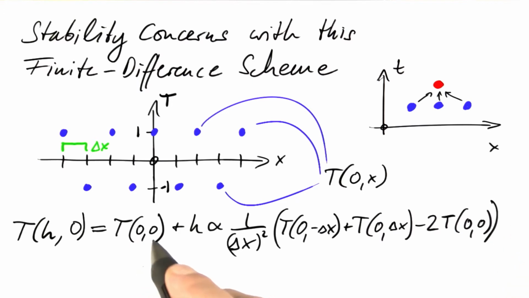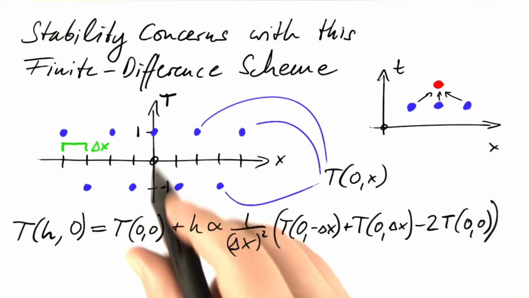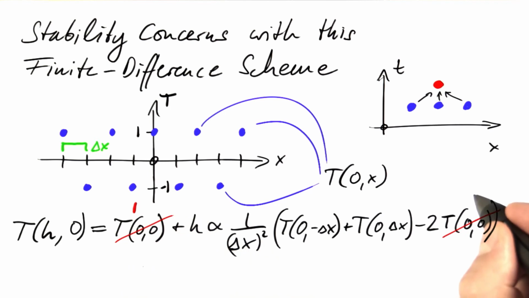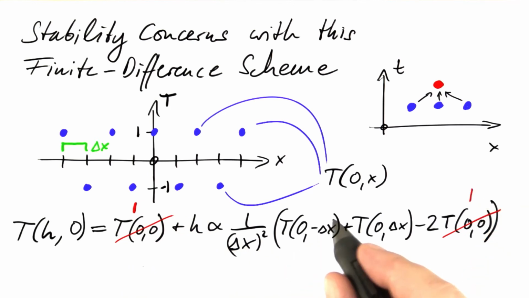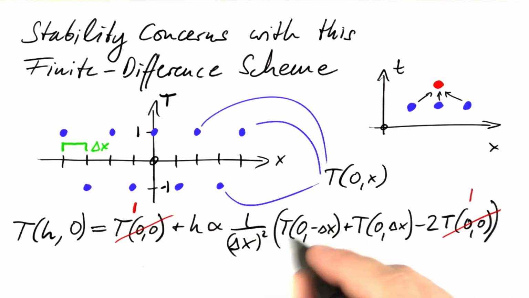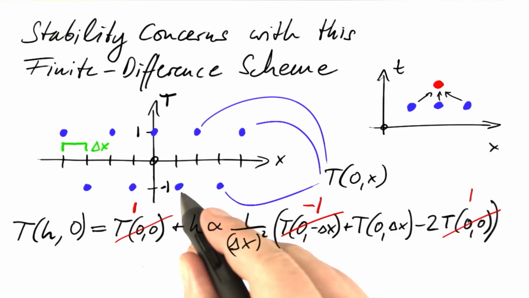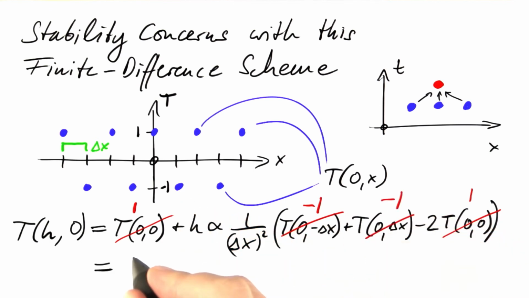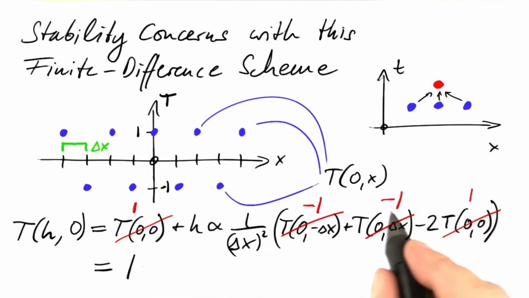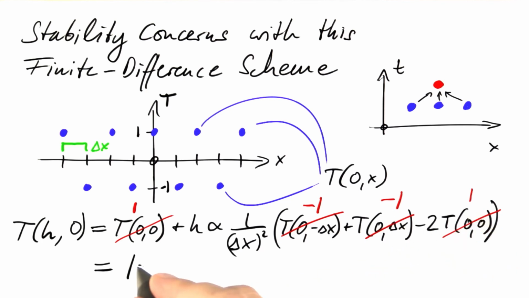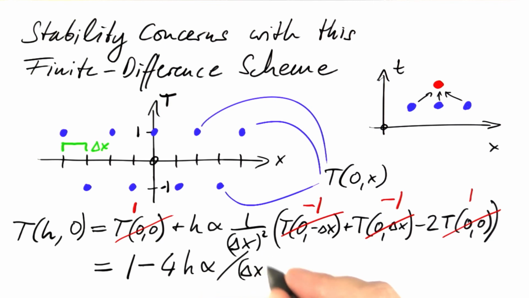So what's that going to be? The old temperature at position 0 equals 1. The old temperature to the left equals minus 1, and that to the right is minus 1 as well. This is minus 1, minus 1, minus 2, which makes minus 4, times step size times thermal diffusivity divided by delta x squared.